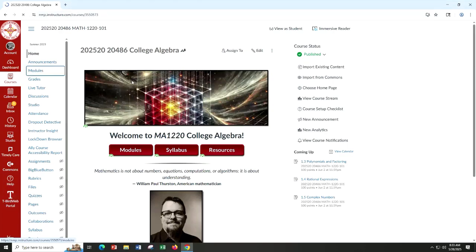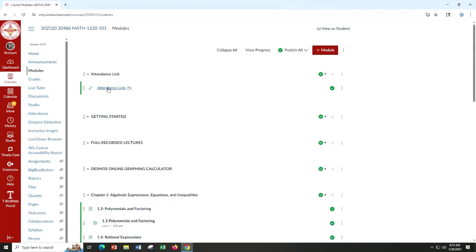Modules, really quickly: we're going to jump into 1-3 today, but there's an attendance link if for some reason people forget their phones. You can always go right there, that link will take you to the same thing, and you can do your attendance there as well.